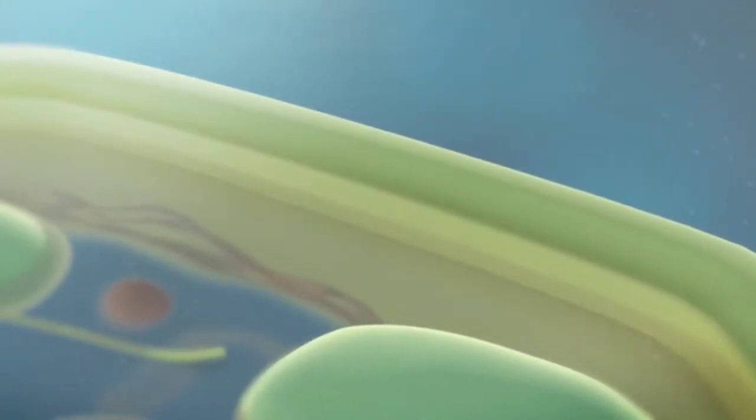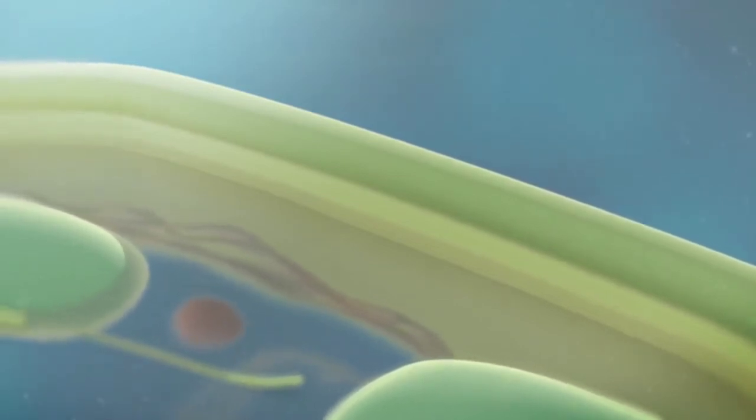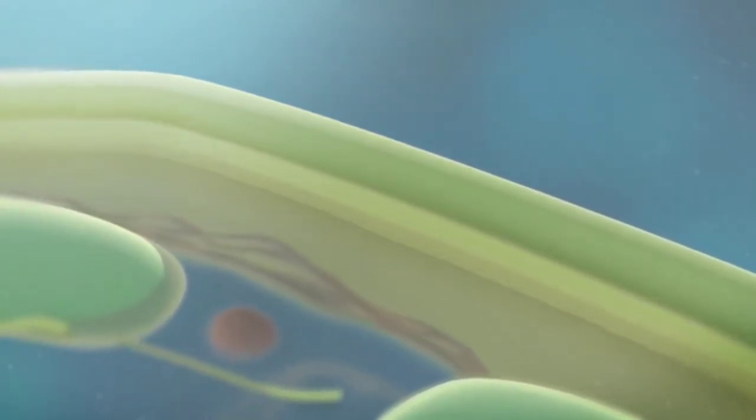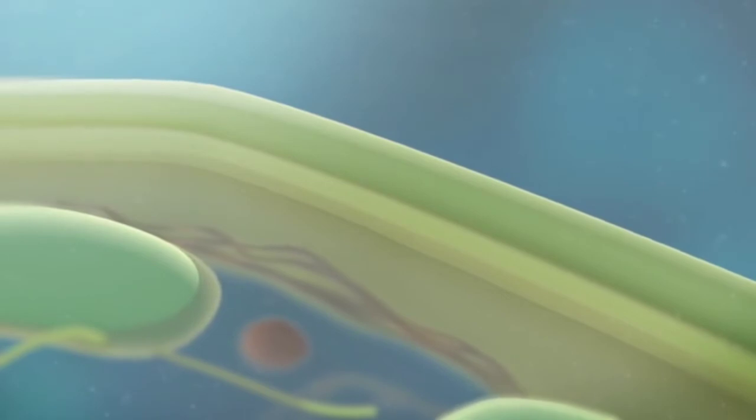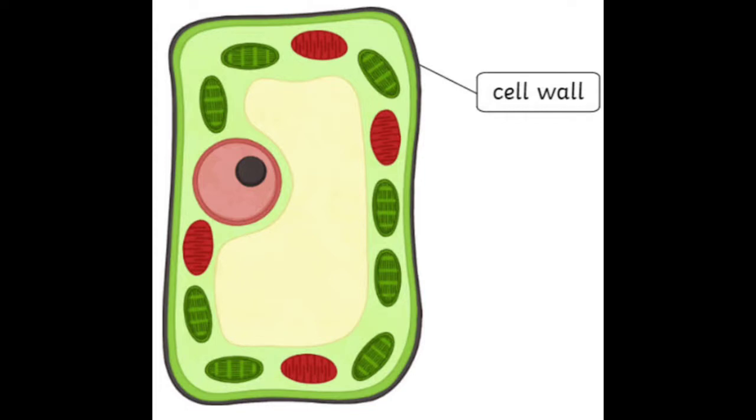It prevents the cell from bursting when water enters by osmosis, allowing large pressure to develop inside the cell. Cell walls may be reinforced with extra cellulose or with a hard material called lignin for extra strength. Cell walls are freely permeable, allowing free movement of molecules and ions through to the cell surface membrane.